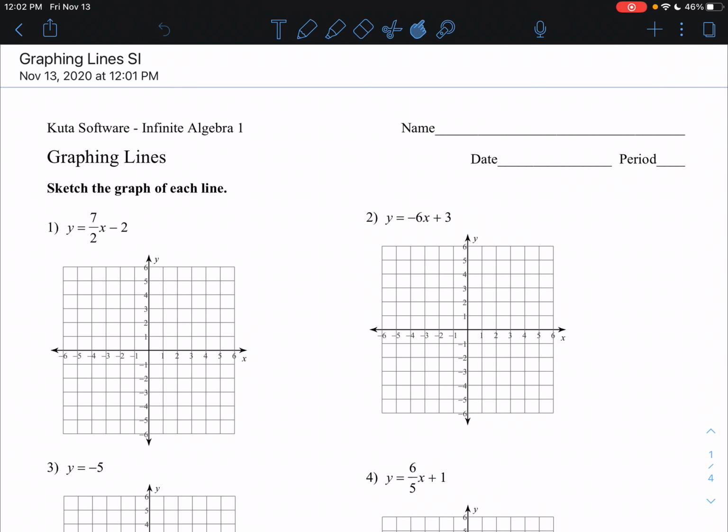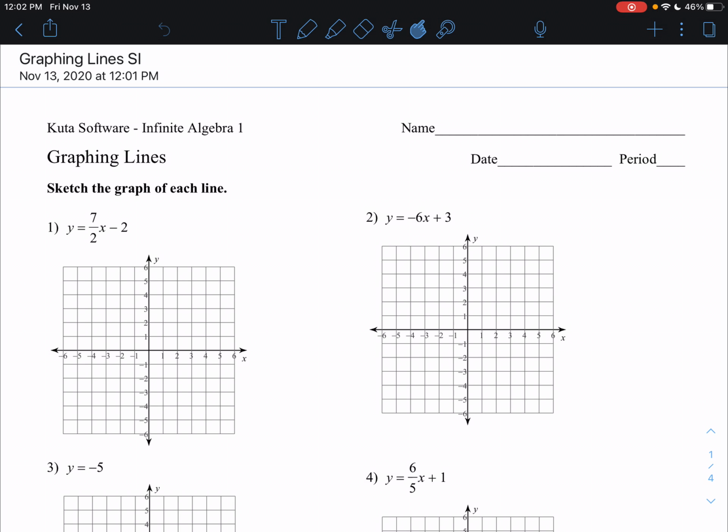This is today's lesson for you guys. On Monday, we will be finishing, or actually, not finishing, but continuing the notes that I gave you guys yesterday. You might have noticed it was labeled part 1. We're going to be doing part 2 on Monday. This is graphing lines in slope-intercept form.